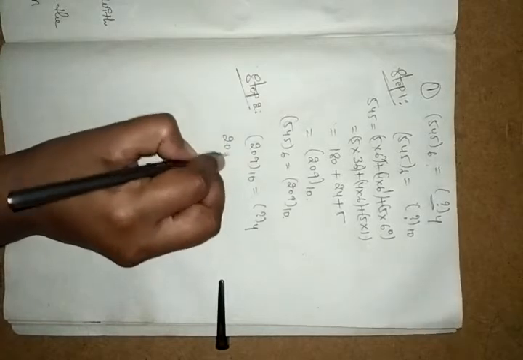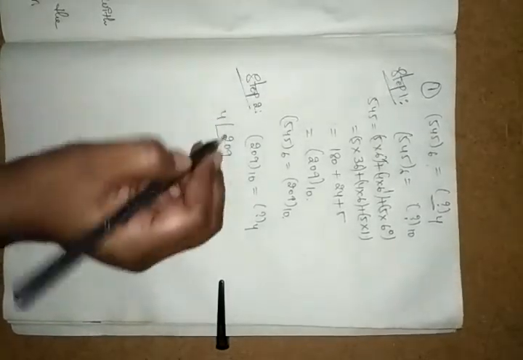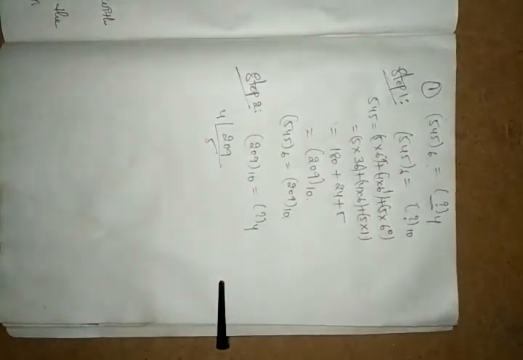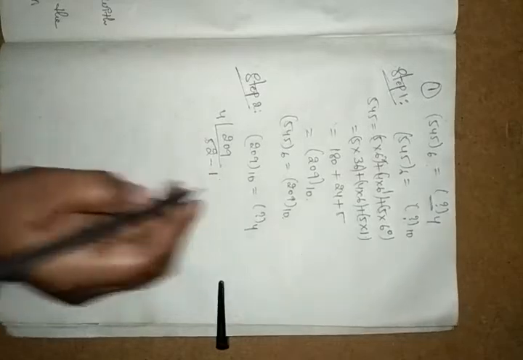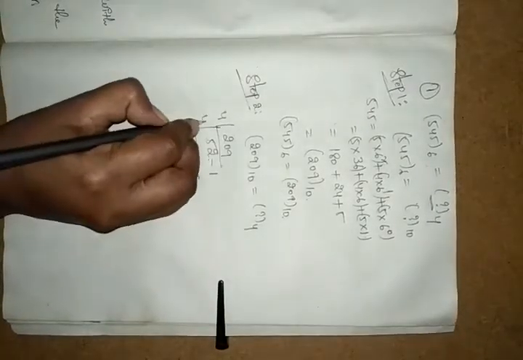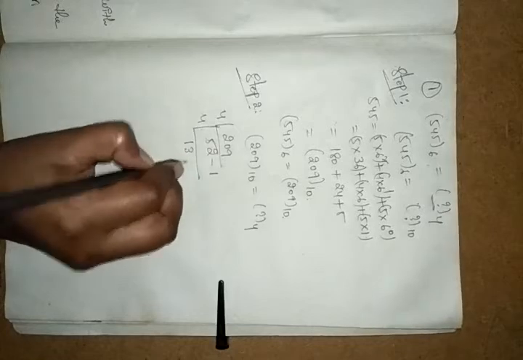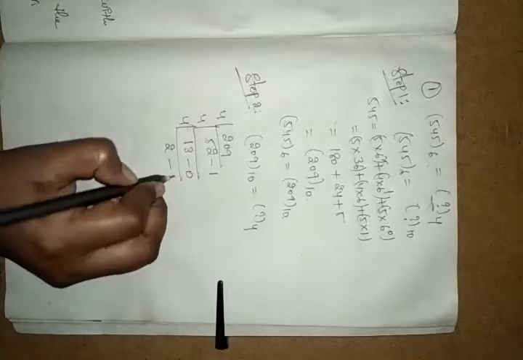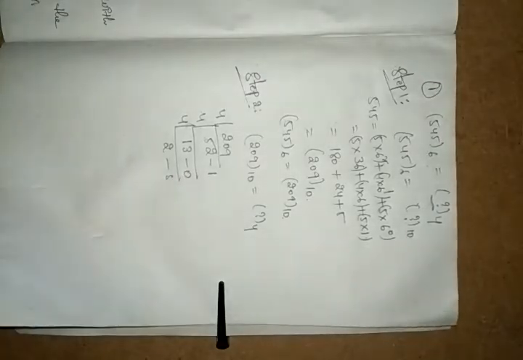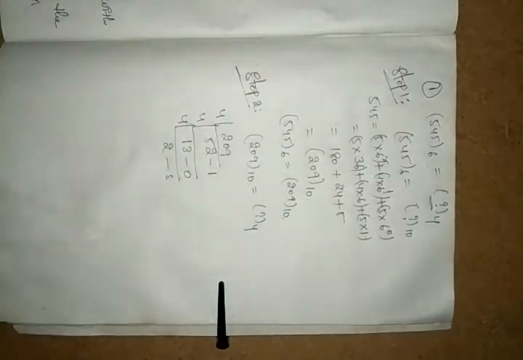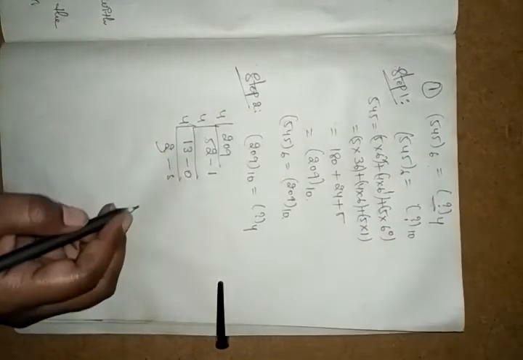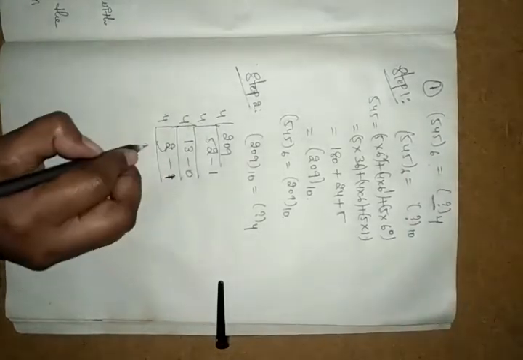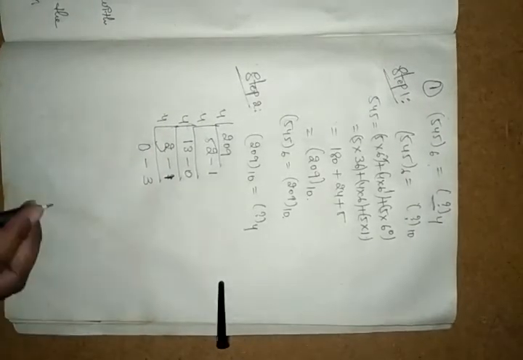So here 209, 4 fives are, 4 twos are, and we're left with 1. 4 ones are, 4 threes are, 4 twos are 8, sorry, 4 threes are 12, right? 1 we left over, okay, 4 0 3.